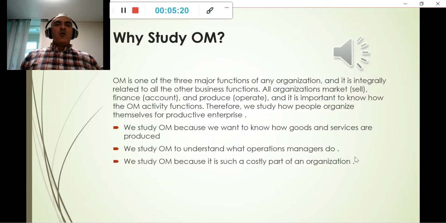So why is it important to study OM? It is important because for any company, the backbone of it is the operations. Meaning, how do we become more efficient? How do we do things better, right? So that means how we do it more efficiently at the least cost, right?